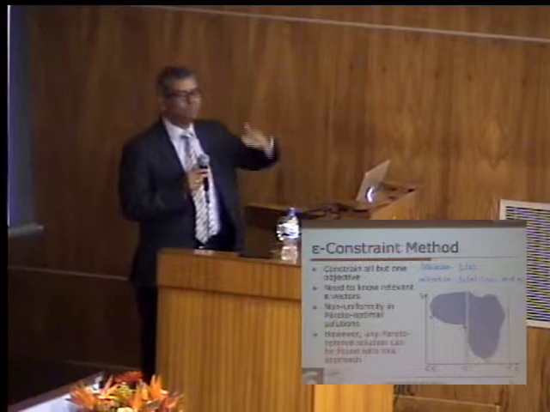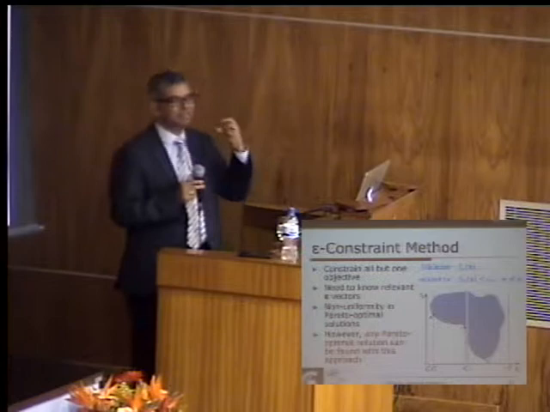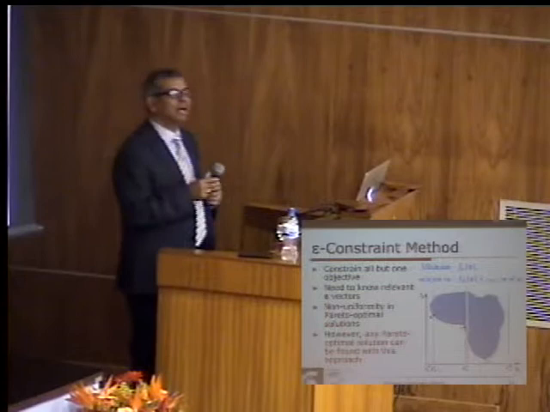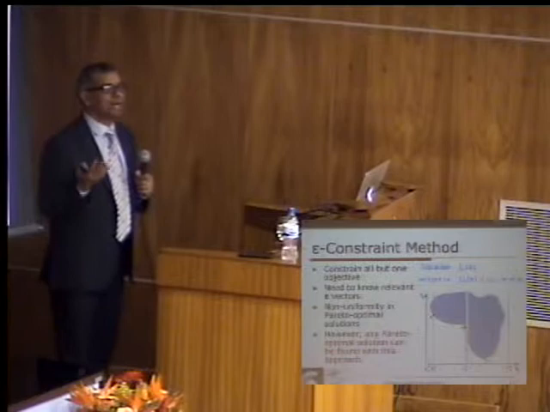The idea remains the same. It's just that you convert the multi-objective problem in a different way into a new single objective problem. It's a parametric transformation, and you change a parameter. In case of the weighted sum, your parameters are weights. In case of epsilon constraints, your parameters are epsilon.